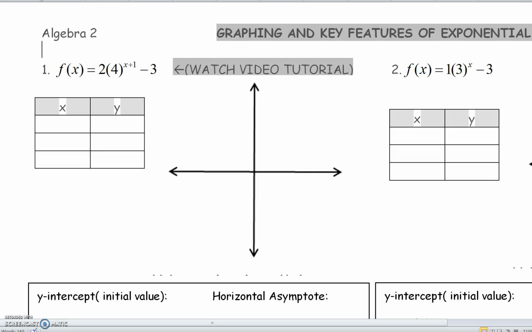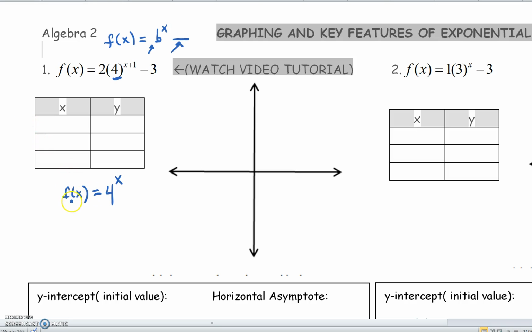So the first thing we have to do is identify what our parent function is. Our parent function in general looks like f of x equals b to the x. Now notice I don't have an a value. Well, I do. It's technically 1. And then I don't have a plus c on the end. There's nothing here either, so I didn't move it left or up or down yet. So in this case, my b value is 4. So my parent function would be f of x equals 4 to the power of x.